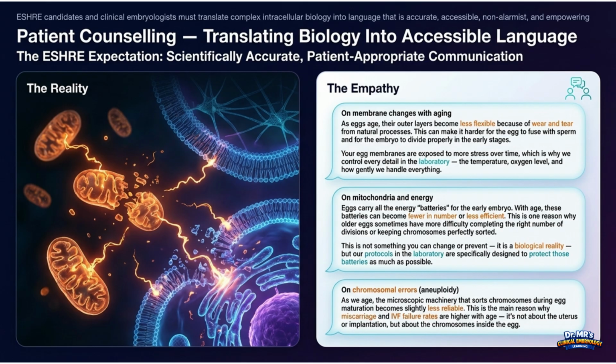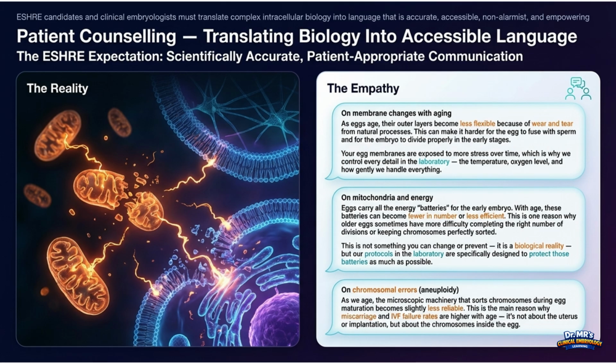What about mitochondrial depletion? We call them energy batteries. You say every egg carries a stockpile of microscopic energy batteries that have to power the embryo for the first 5 days. Over time, some of these batteries lose their charge. When an egg has fewer fully charged batteries, it might simply run out of the energy required to complete the massive task of cell division.